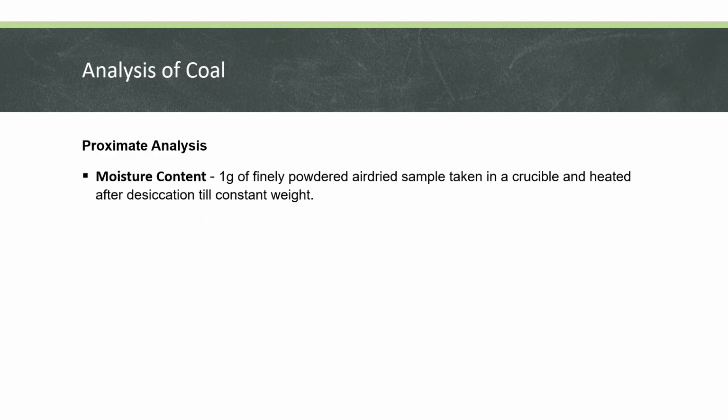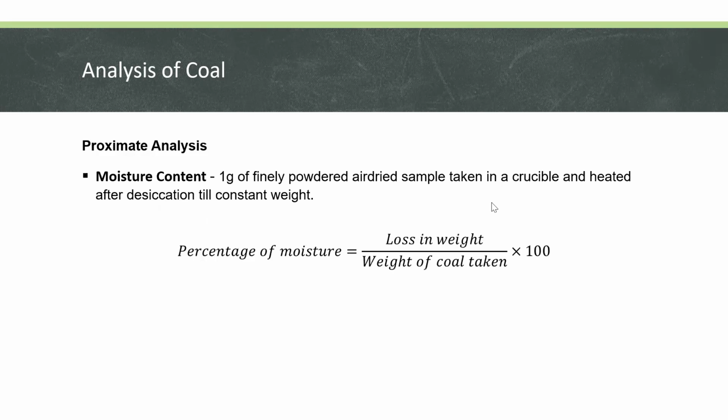We have here a given scenario wherein 1 gram of finely powdered air-dried sample is taken in a crucible and heated after desiccation till constant weight. In getting the percentage of moisture after the treatment, the loss in weight divided by the weight of coal taken times 100 is the moisture content. So we can see here that from its initial weight, after the treatment or air drying, the moisture will be evaporated. Then the difference in weight will be the moisture content.